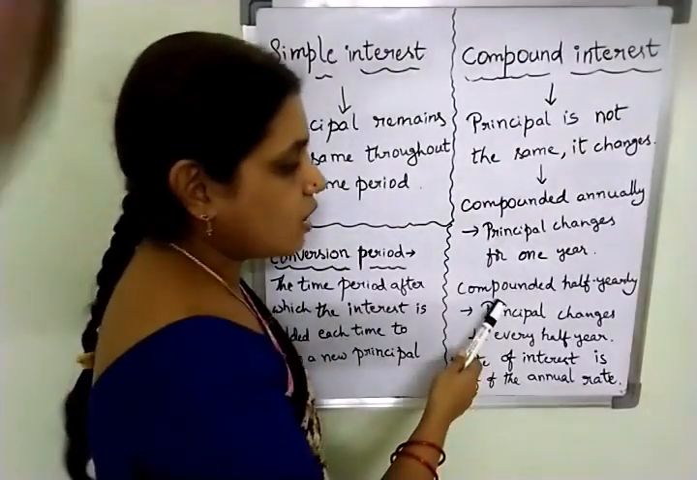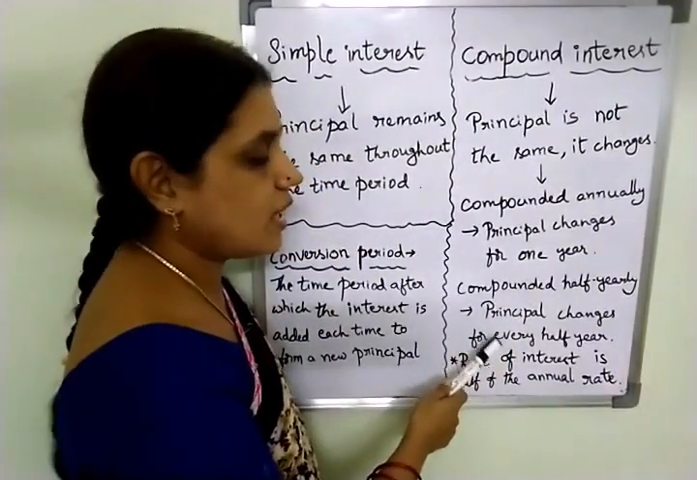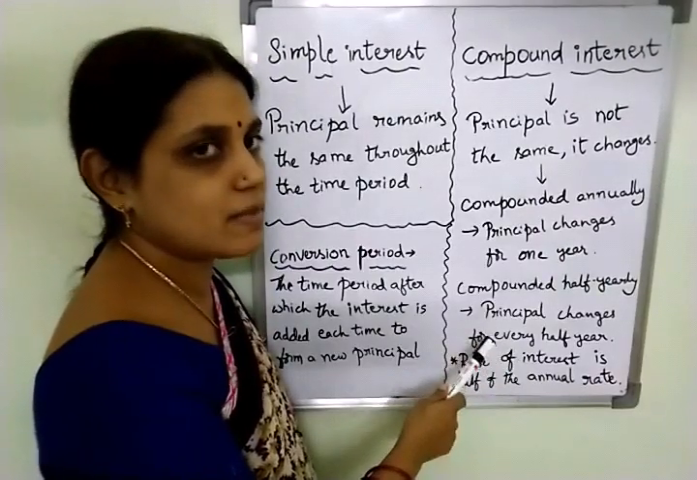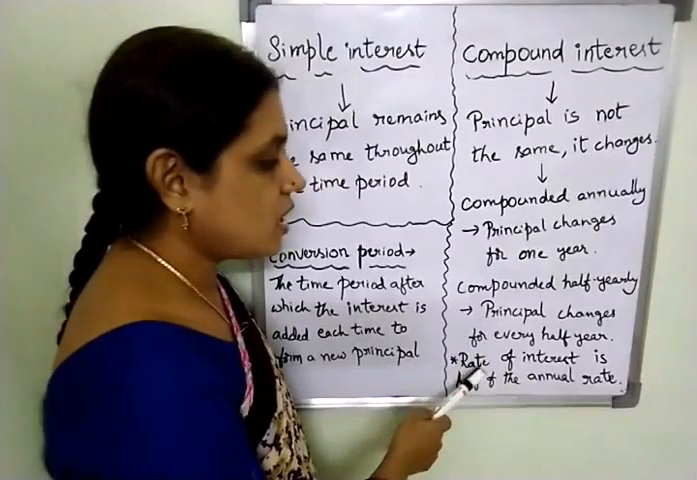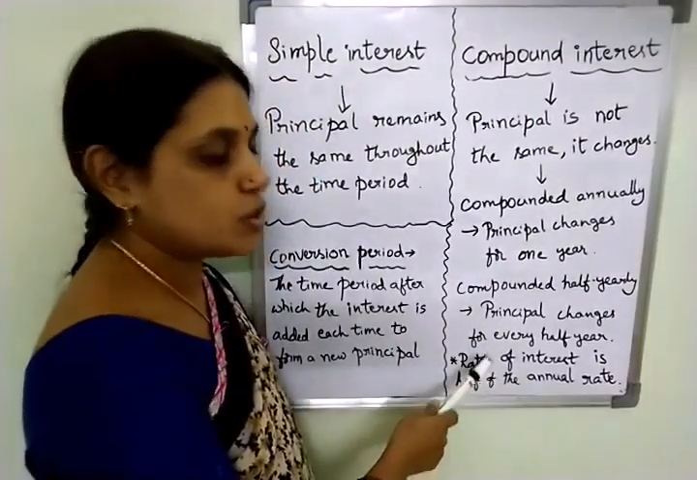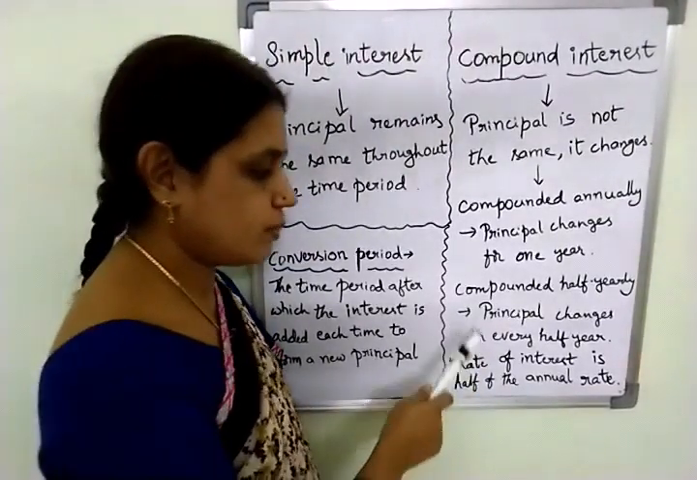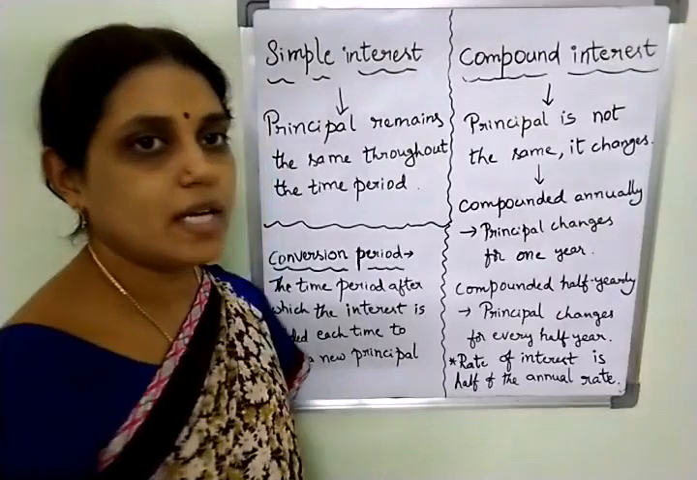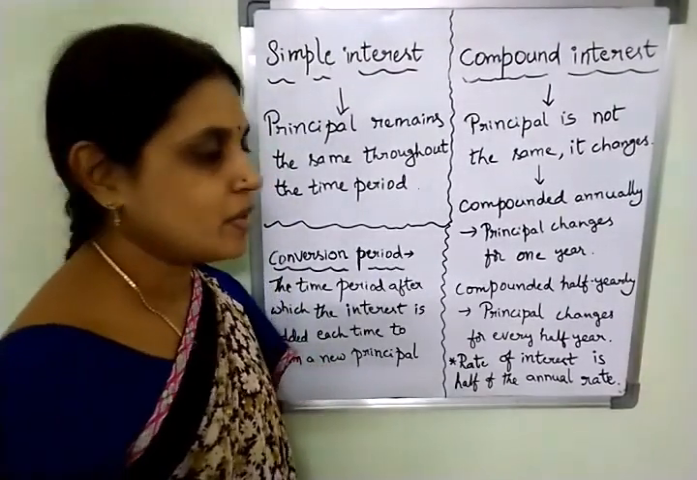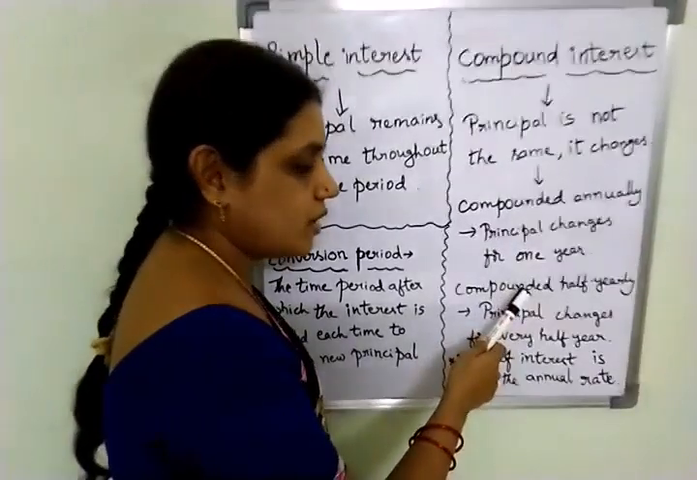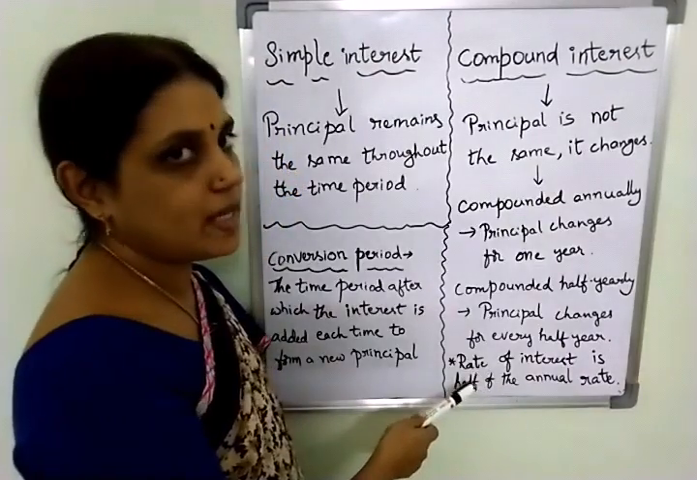Next, if the money is compounded half yearly, then the principal changes for every half year, meaning for every 6 months once the principal will be changed. Then the rate of interest also we have to take as half of the annual rate. The rate of interest is always given per annum. Per annum means per year. Whereas if it is compounded half yearly, then the rate of interest also should be halved.